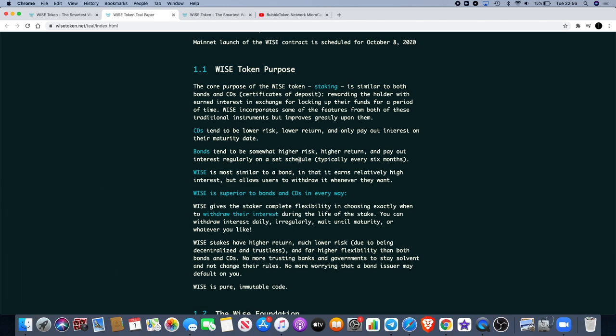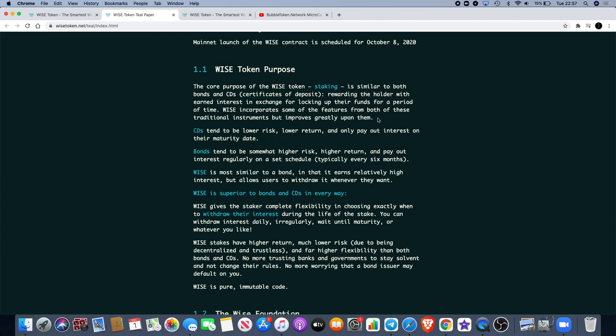The roadmap has farming and staking in it for December. So we do intend to be on track for that as well. But let's just get back to Wise and look at the core purpose of the Wise Token staking. So it's similar to both bonds and CDs, which is certificates of deposit, right? Rewarding the holder with earned interest in exchange for locking up their funds for a period of time.